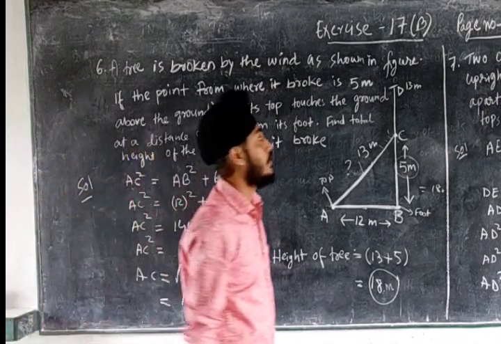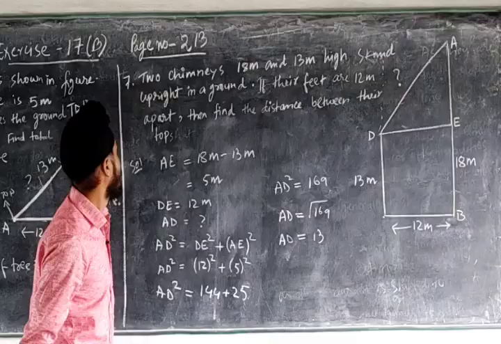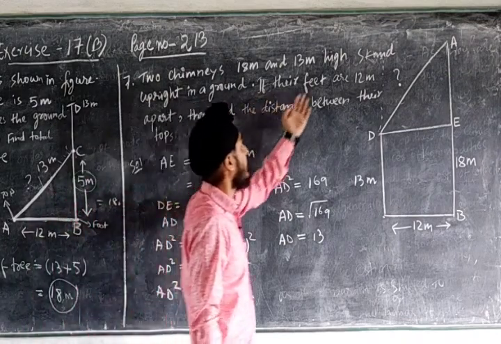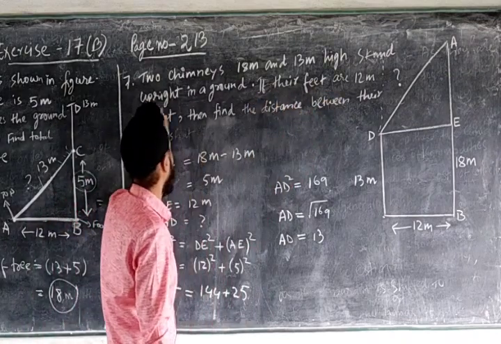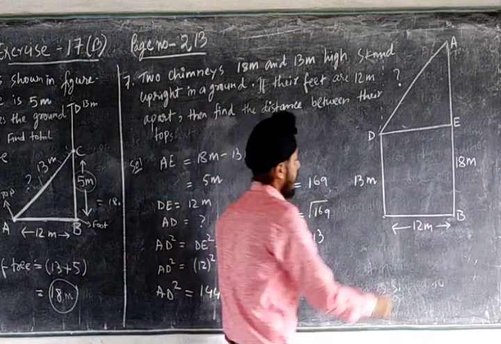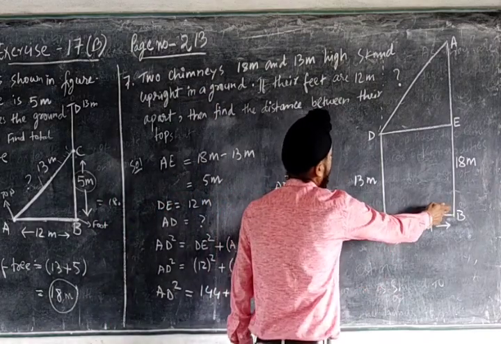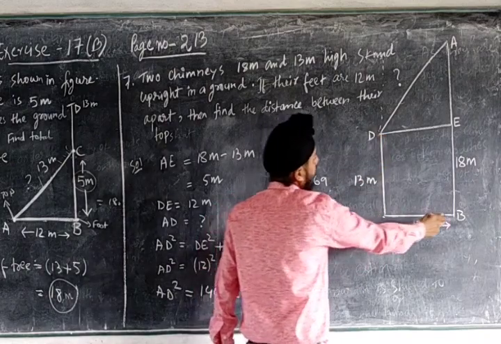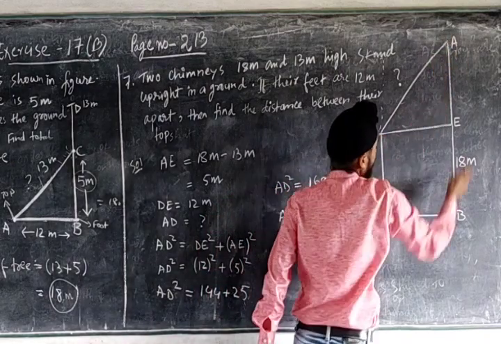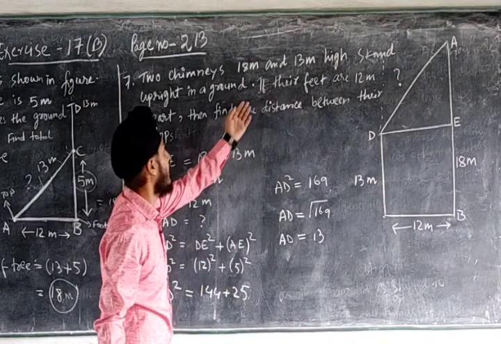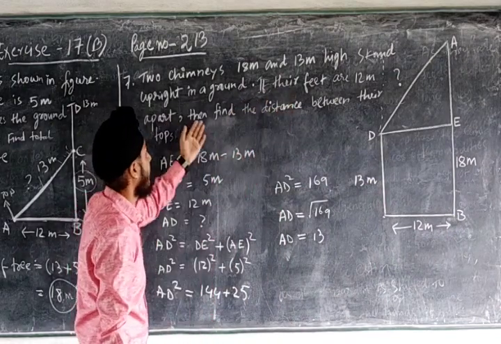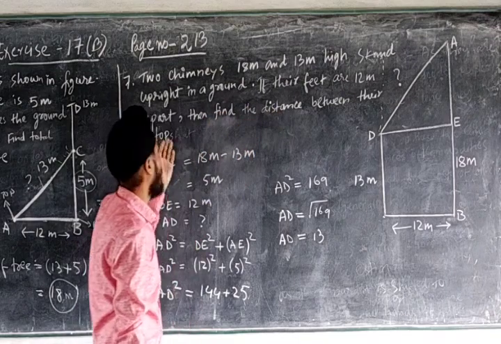Now let's see another question, that is question number 7. Two chimneys 18 meter and 30 meter high stand upright on a ground. So there are two chimneys. This is one chimney and this is one chimney. This chimney's height is 13 meter from here to here, and this chimney is 18 meter from here to here. And what more is given? If their feet are 12 meter apart, then find the distance between their tops.